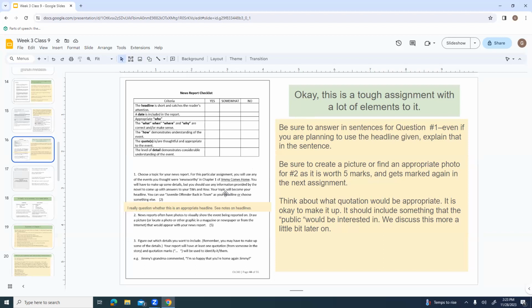Even if you're planning to use this as your headline, you still need to write a sentence saying that, like, my headline will be juvenile offender back in town, or whatever it is. You have to actually answer it, not just put it at the top of the page. Number 2, make sure you show me what the photo is. Number 3, think about what quotations will be appropriate. We do talk about this a little bit more later on.